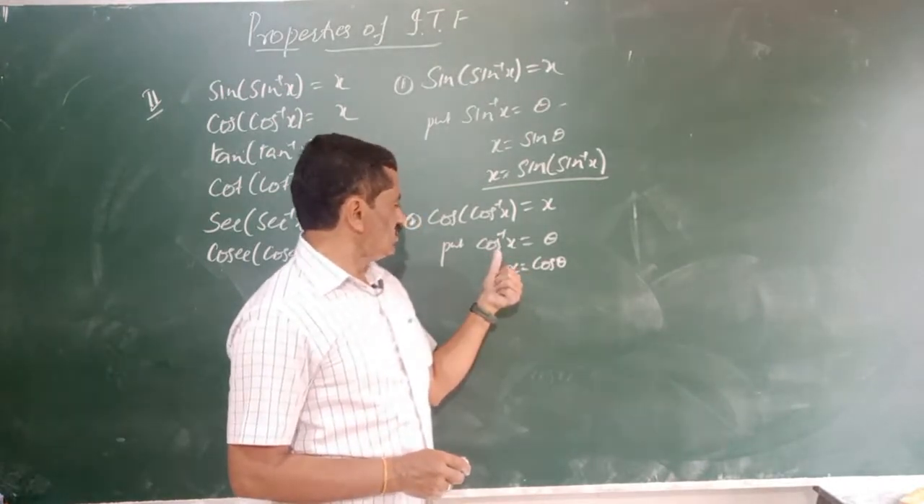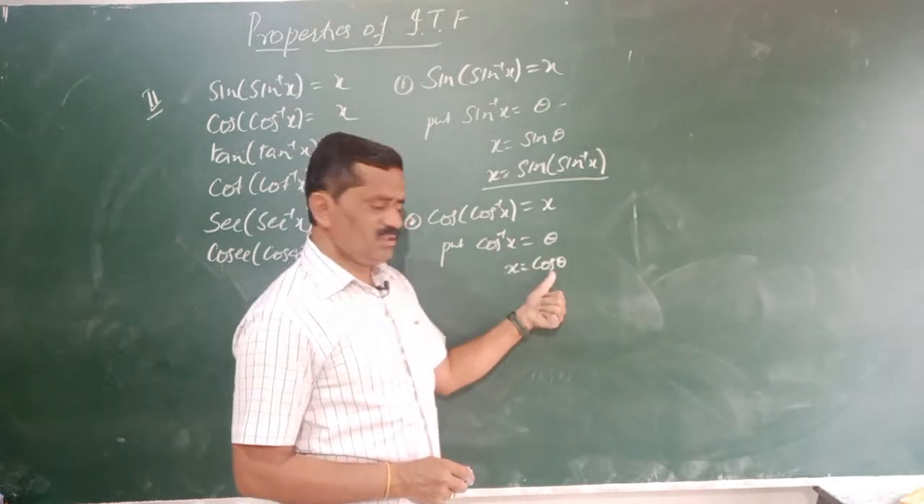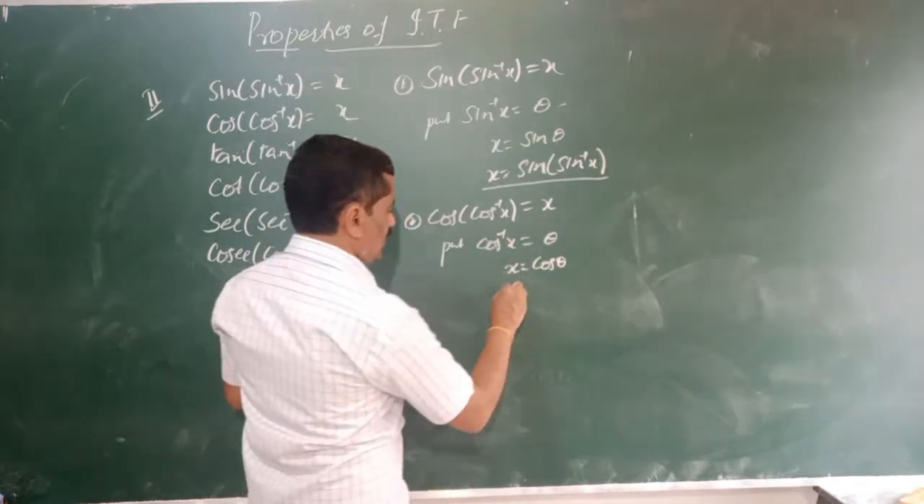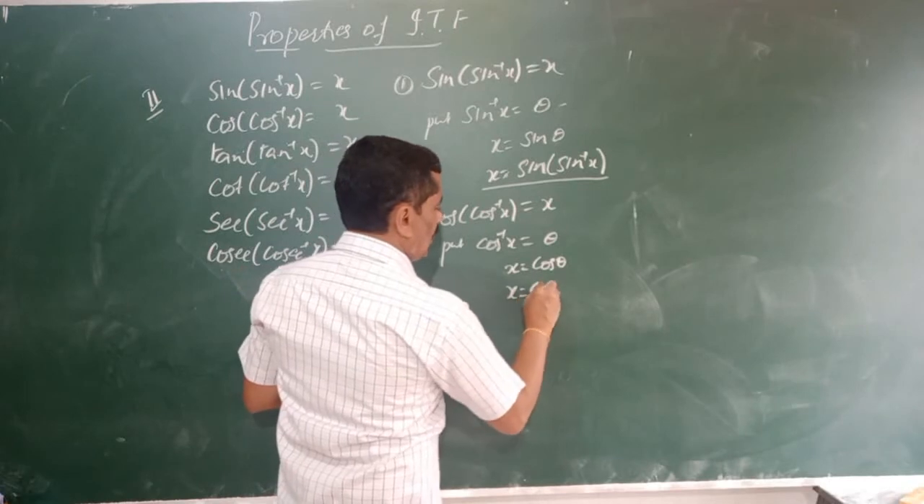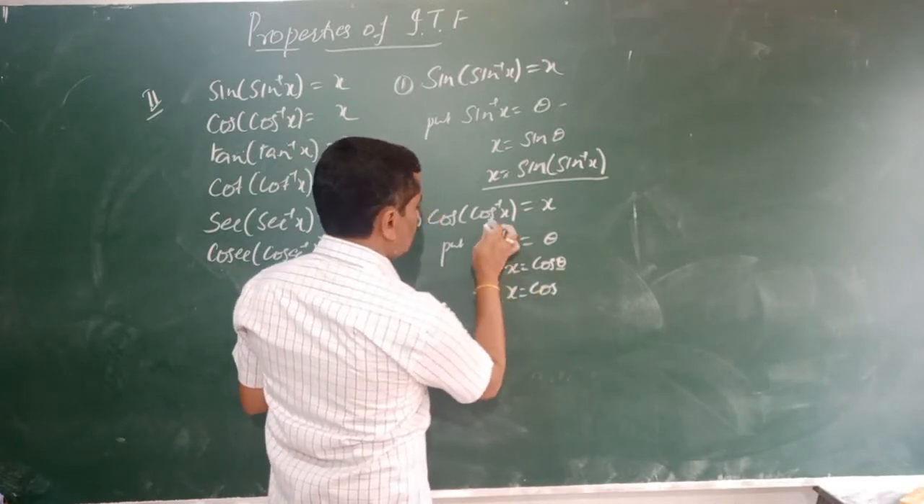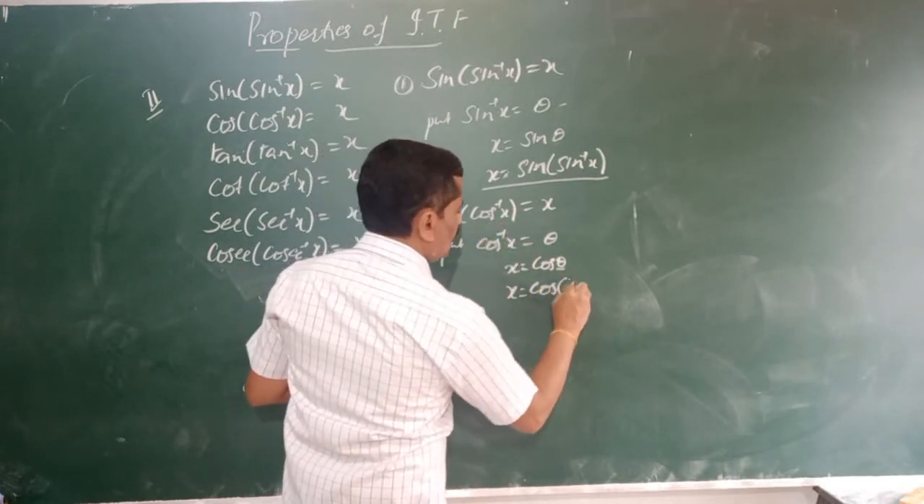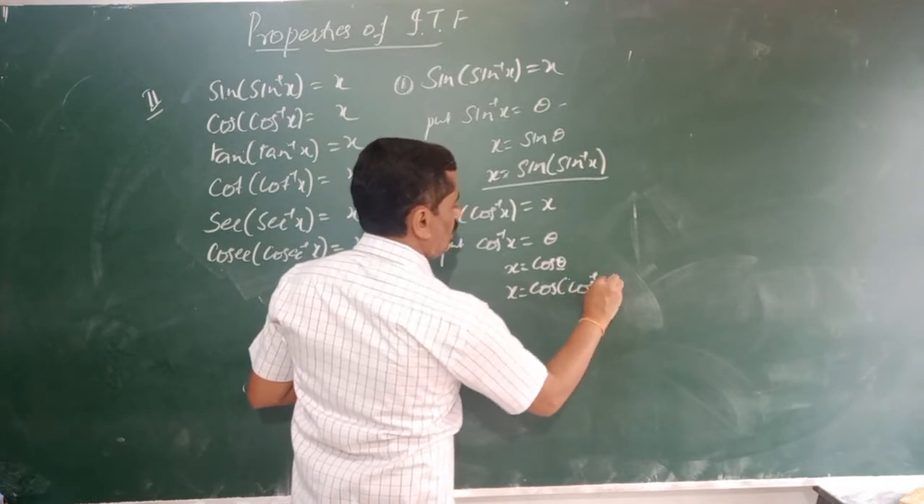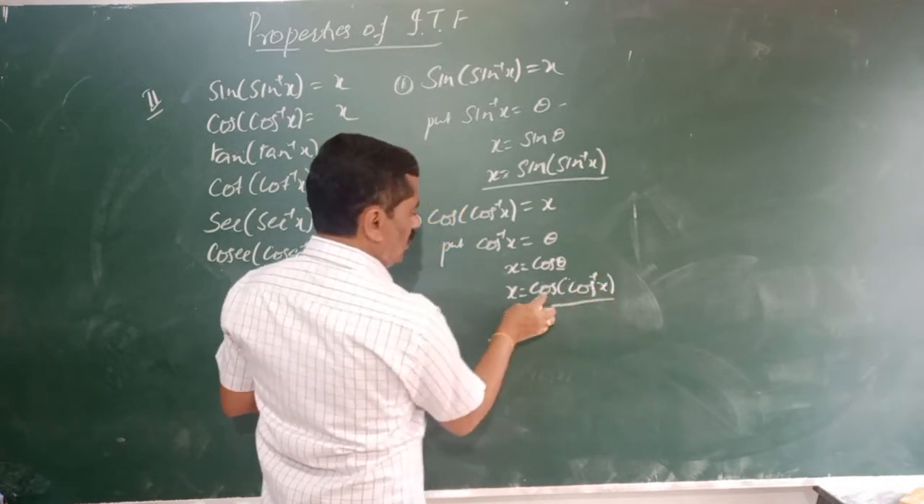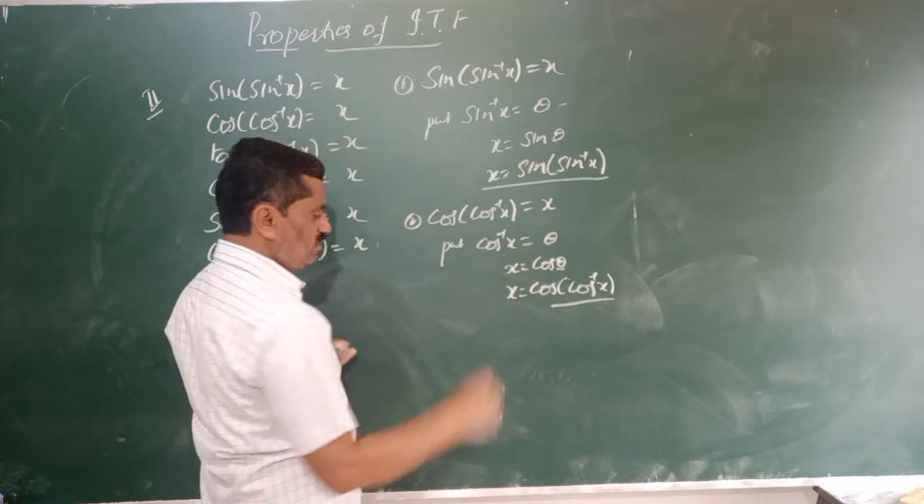Therefore this is inverse trigonometric. Now this becomes trigonometric. Again that is x is equal to cos, what is the value of theta? We have here cos inverse of x. Again therefore cos of cos inverse x is equal to x.